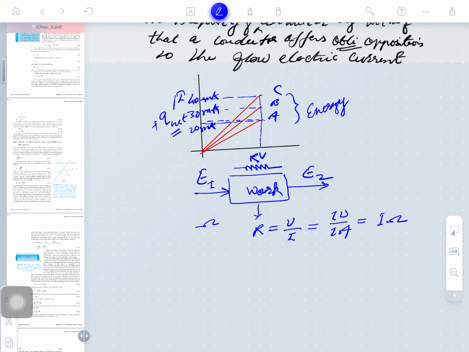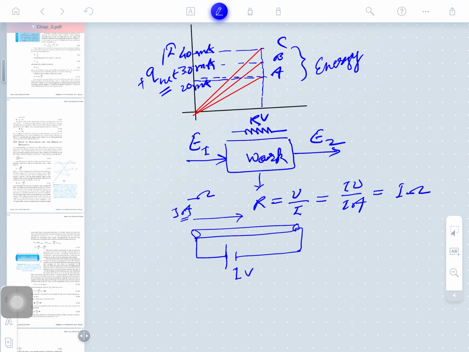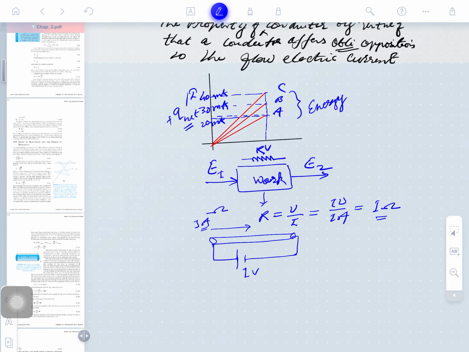Is that clear? So across any conductor, if you have applied a potential difference of 1 volt, and the current passing through the conductor is 1 ampere, then the resistance of the conductor is said to be 1 ohm. Is that clear?